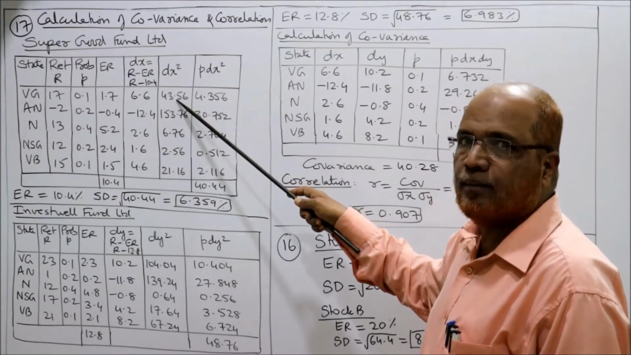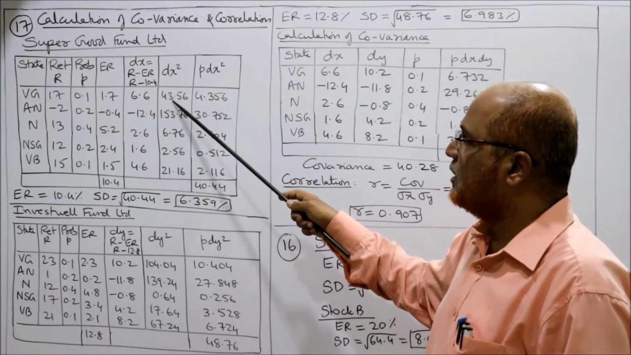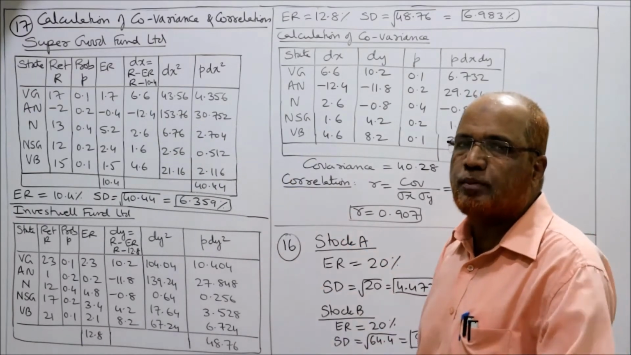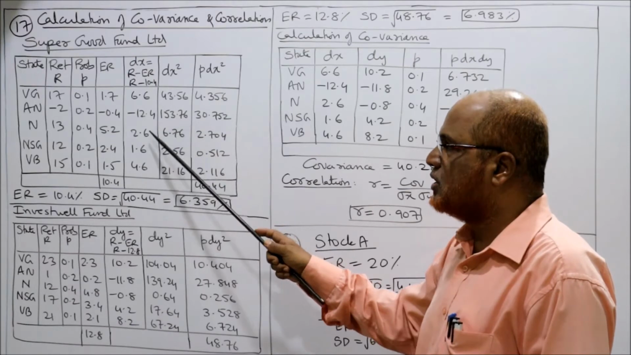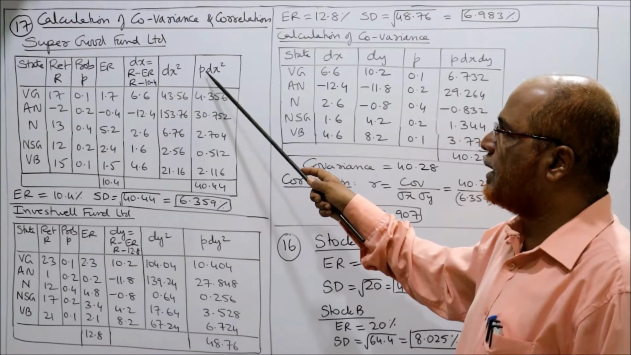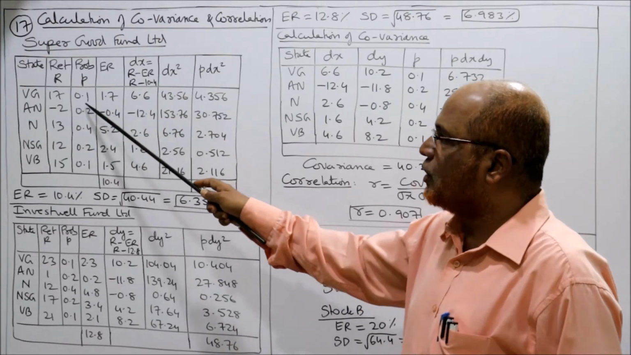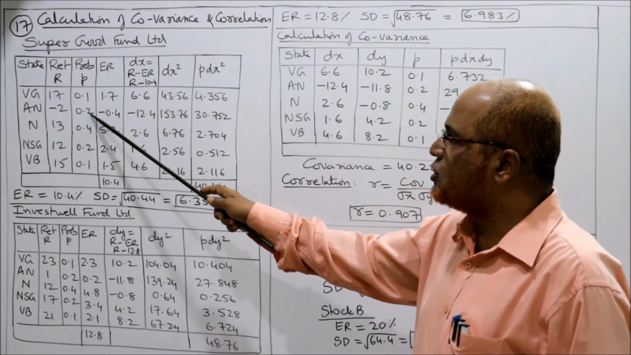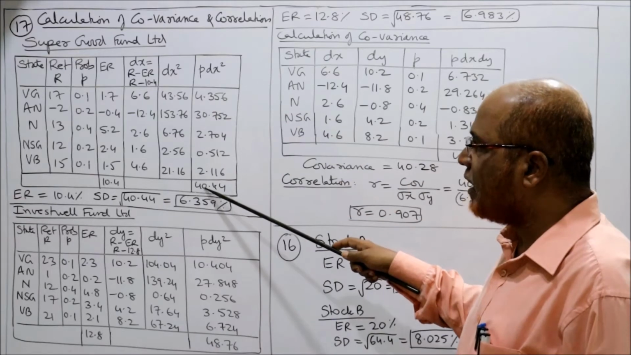Now we will square dx. So we squared 6.6: 6.6 into 6.6, you will get 43.56. Minus squared will become plus, minus into minus will become plus. So 12.4 squared is 153.76. Then 2.6 squared, 1.6 squared, 4.6 squared. After squaring, multiply probability with dx square. Probability we are having here and dx square here. So 0.1 into 43.56, 4.356. Then 0.2 into 153.76, 30.53. Like that we get PDX square.